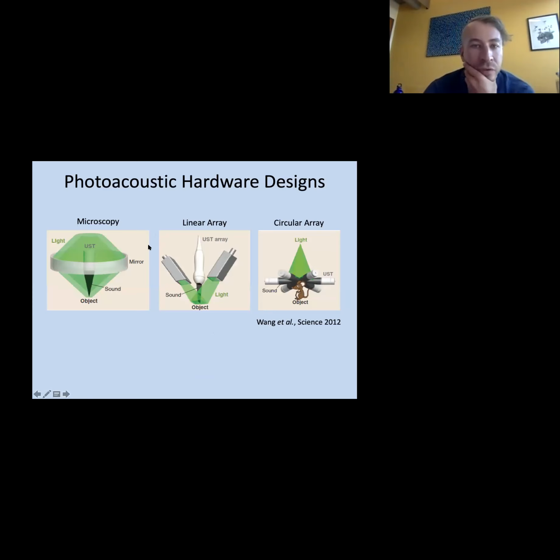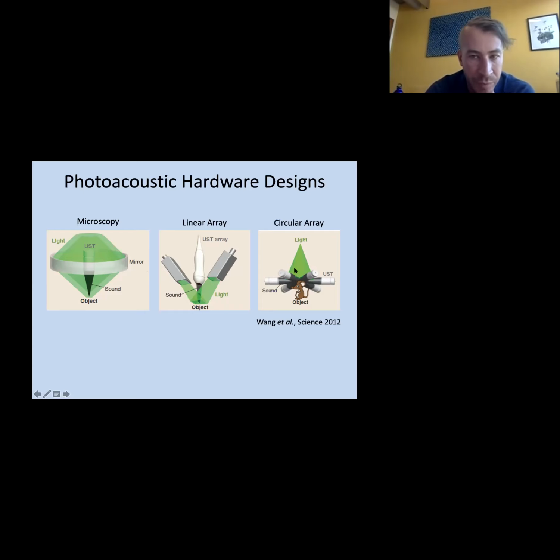So people use a variety of hardware designs. There's both optical resolution and acoustic resolution photoacoustic microscopy. Here people will take basically a microscope objective and have a very tiny ultrasound transducer in the middle of it. Li Hong Wang at Caltech is a real pioneer in this space.